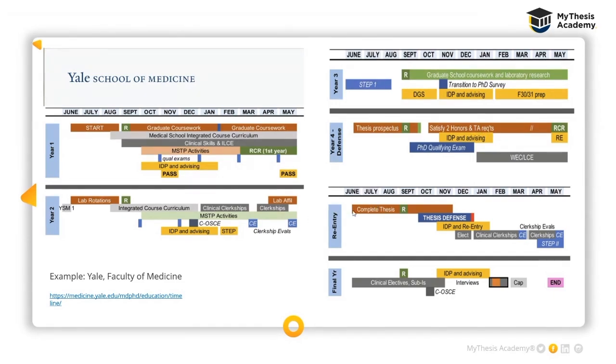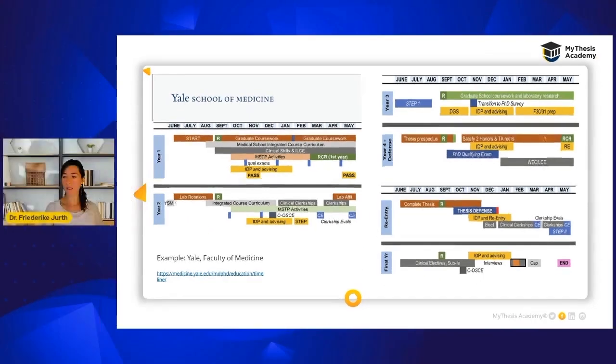And then from the 5th year on, you have to complete the thesis. And yeah, you will finish everything with the thesis defense. This is just, in a short version, how they put it.